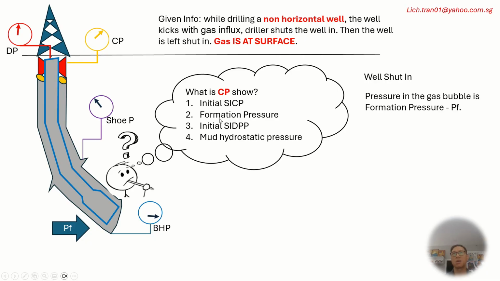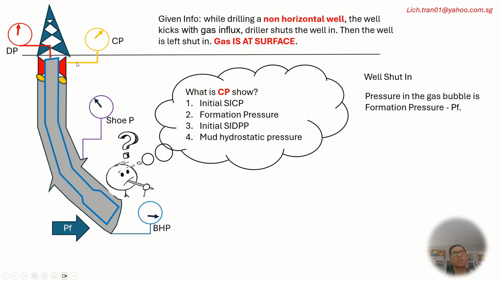Will it show formation pressure? Will it show initial shut-in drill pipe pressure? For sure, initial shut-in drill pipe pressure is even less than initial shut-in casing pressure. So this is not our answer. Or will it register the mud hydrostatic pressure? So we have 2 options left to figure out. All right. Now we said before, once the bubble reaches surface, it carries the formation pressure PF with it.